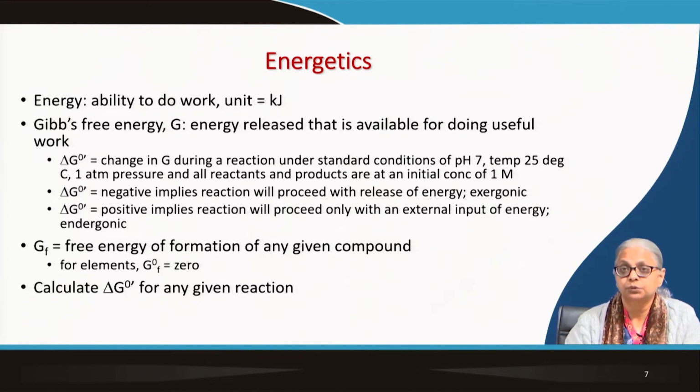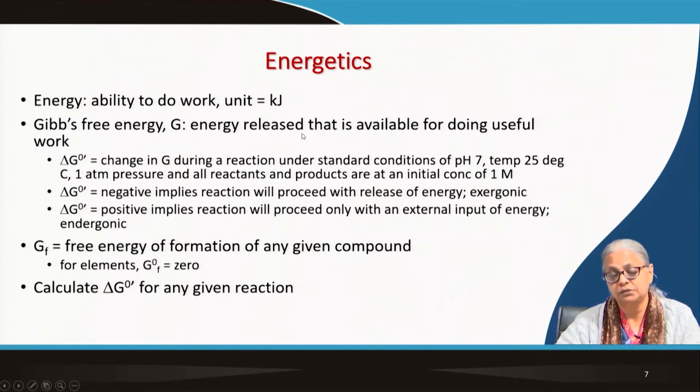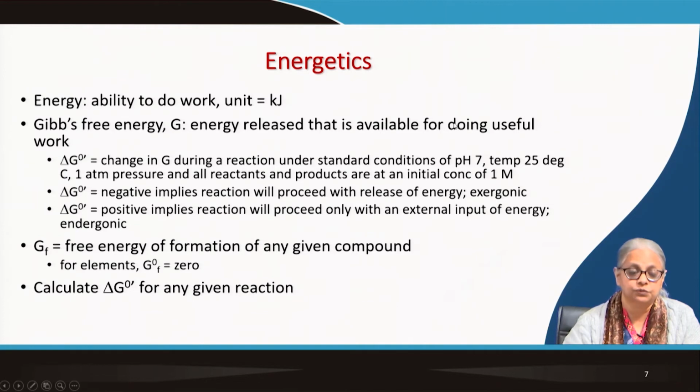In the older textbooks, you will find kilocalories. You know how to convert kilocalories to kilojoules. Gibbs free energy, abbreviated as G, is the energy released that is available for doing useful work. So we have delta G0'.